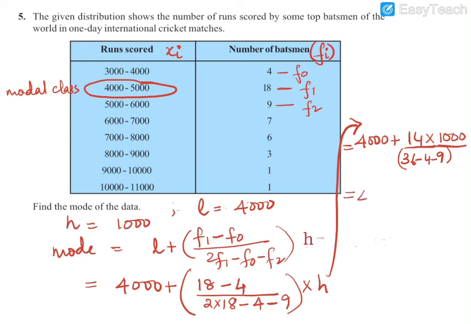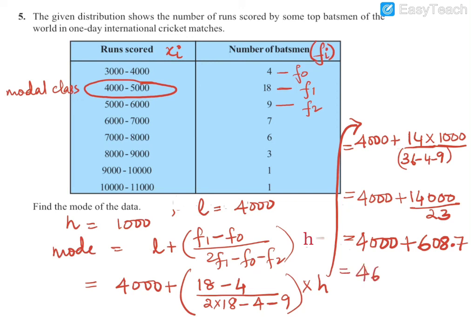So this is equal to 4000 plus 14,000 divided by 23. So 4,000 plus 14,000 divided by 23 in decimal form is 608.7. So this is equal to 4,608.7 runs. So 4,608.7 runs are scored by maximum number of batsmen.